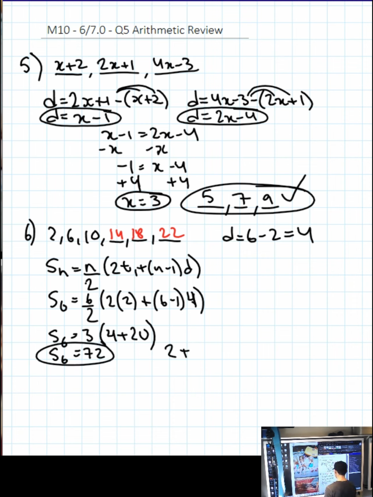2 plus 6 plus 10 plus 14 plus 18 plus 22 equals 72. As expected, check mark. So all sorts of different ways to do these questions. You don't always have to use the formulas. You can figure things out logically just for fun and then know what you have to shoot for with the formula.